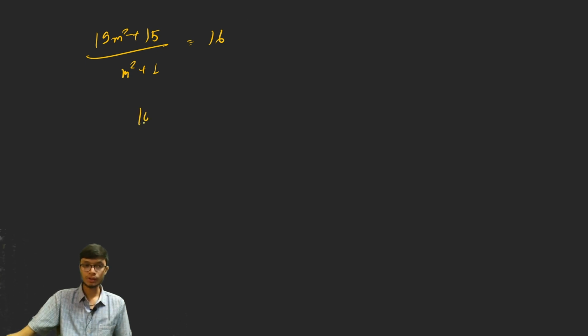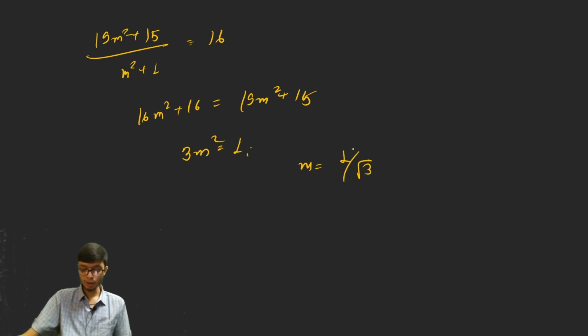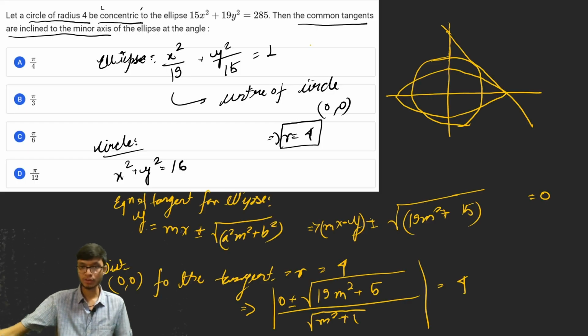If you solve this, it will be 16 m square plus 16 is equal to 19 m square plus 15, so 3 m square is equal to 1, and from here I will get the value of m as 1 by root 3. To be precise, it will be plus or minus 1 by root 3, because there are two possible common tangents. One is a tangent like this and the second is a tangent like this.